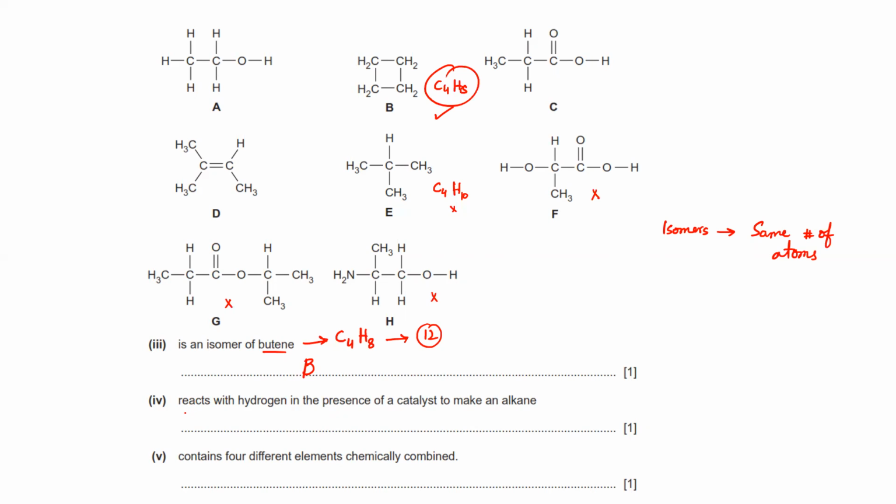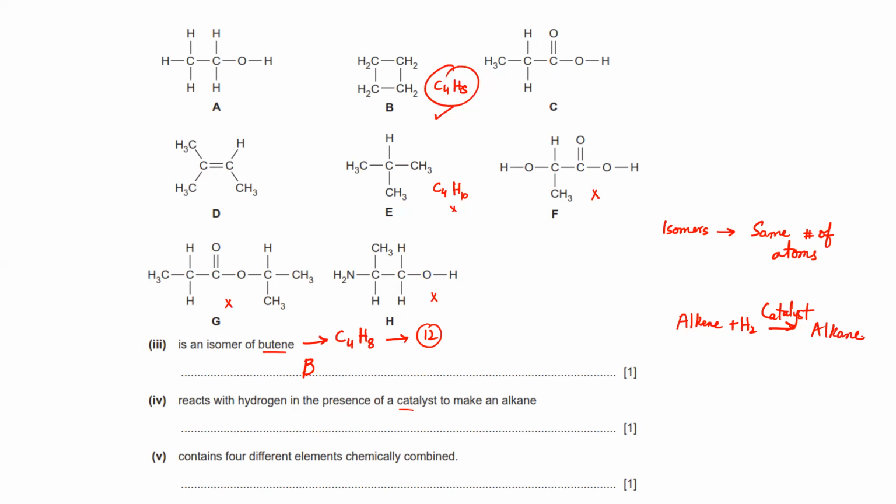Then part 4, it says compound that reacts with hydrogen in the presence of a catalyst to make an alkane. So remember, this is the catalytic hydrogenation reaction of alkenes. So for example, any alkene plus hydrogen plus catalyst will give you an alkane.